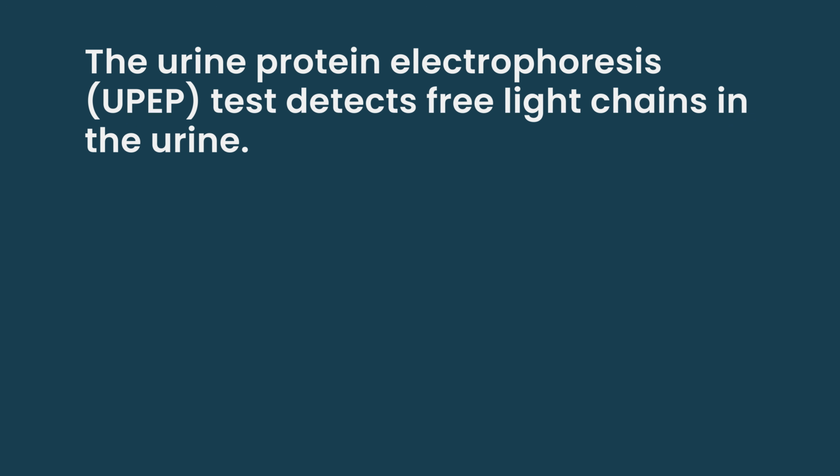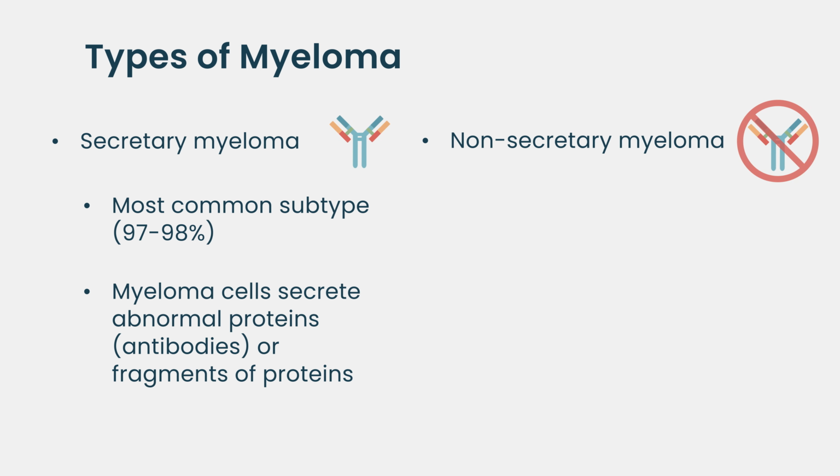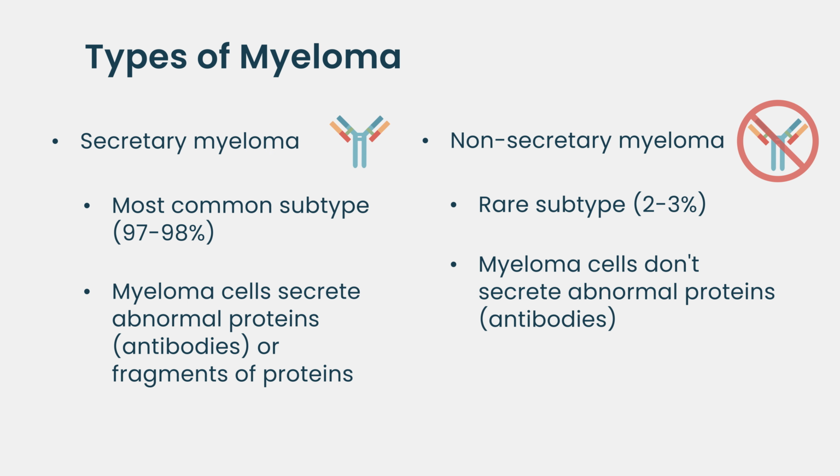For many patients, especially those whose myeloma makes light chains, you can also detect those light chains in the urine using a test called a urine protein electrophoresis, or UPEP. And that often requires doing a 24-hour urine collection, although sometimes we can get useful information from a small urine sample. It's only a very small subset of patients with myeloma, probably around 2 or 3%, whose myeloma cells do not make any of those abnormal proteins. And those patients have what we call non-secretory myeloma.